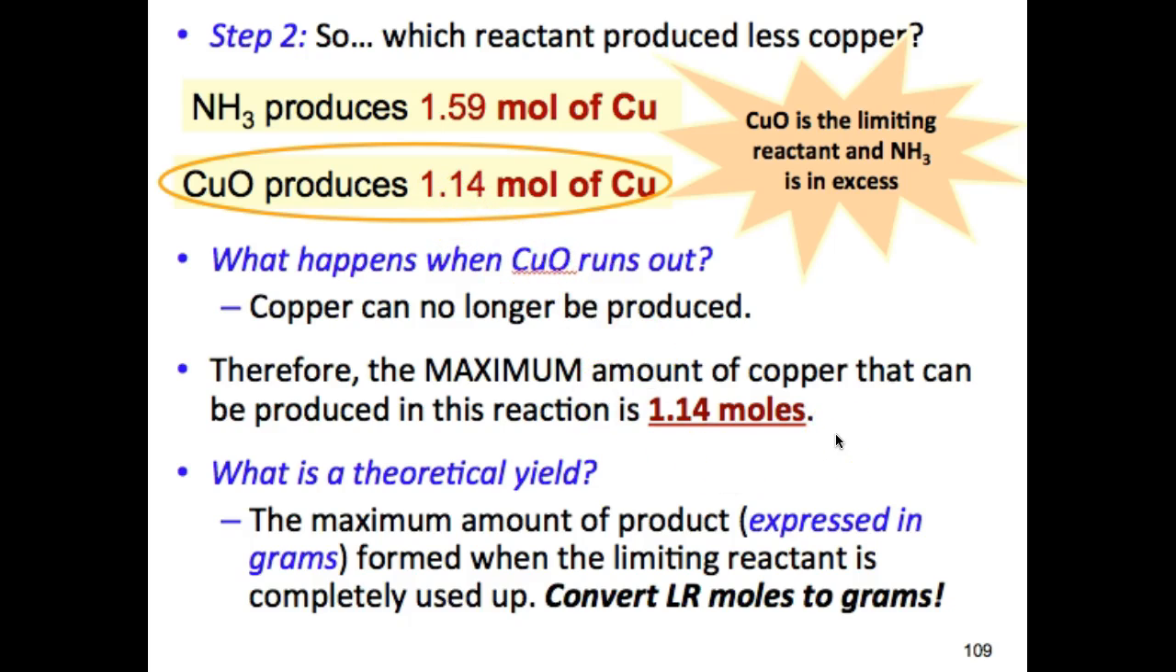So we have this term called theoretical yield, and it tells us the maximum amount of product we can make, but the theoretical yield is always expressed in grams, and that's important. Make sure you're writing that down. So if I have 1.14 moles of copper, we just convert that to grams, and that tells us what the theoretical yield of our copper is.